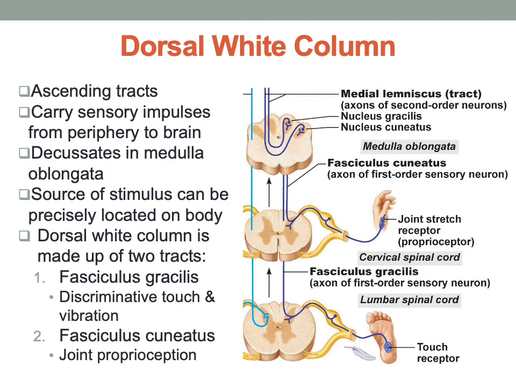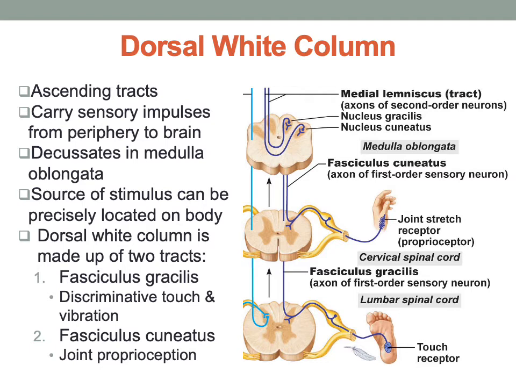The dorsal white column is made up of ascending tracts. It carries sensory impulses from the periphery to the brain. It crosses over in the medulla oblongata, so it is said to decussate. The source of stimulus carried in these tracts can be precisely located on the body.